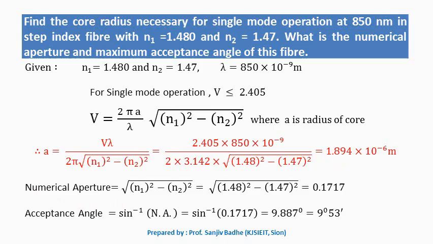Numerical aperture can be obtained as square root of N1 square minus N2 square. So N1 and N2 both are given to us, and it can be calculated as 0.1717. Acceptance angle will be sine inverse of numerical aperture. So that is sine inverse of 0.1717, and it is obtained as 9.887 degrees, or we can write it as 9 degrees 53 minutes also.